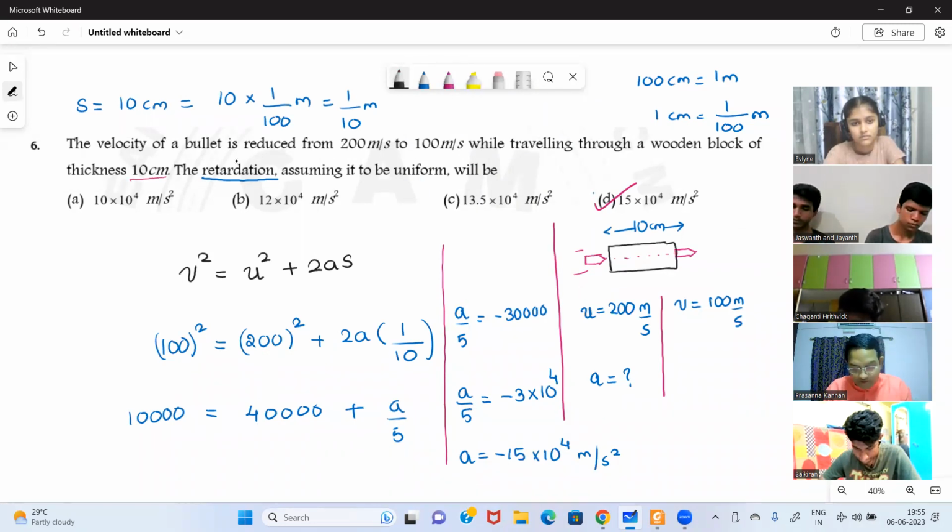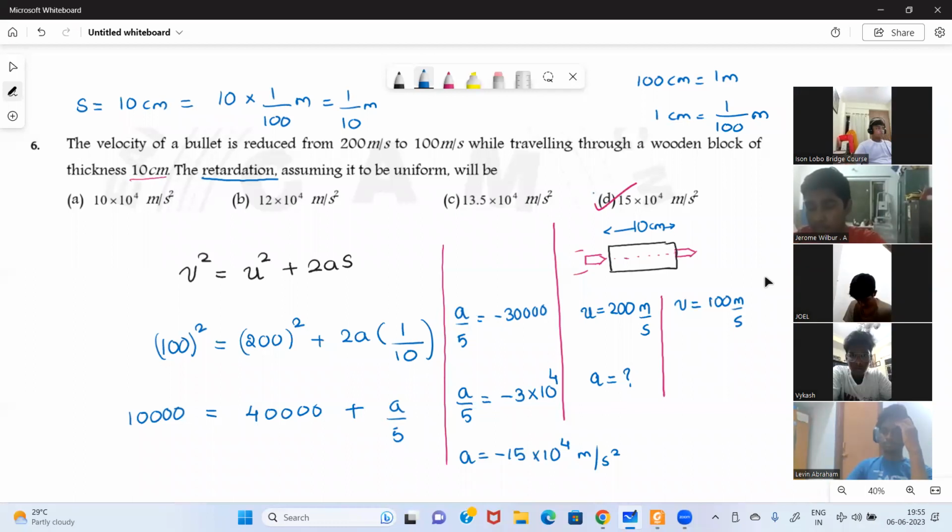So what's the thickness of the wooden block, Evelyn? 10 centimeter. Yeah, so it's crossing a wooden block of thickness 10 centimeters. The initial velocity at that point is 200 meter per second, and final velocity when it comes out is 100 meter per second. So basically it has traveled a distance of 10 centimeters. Is it becoming clear to you, Evelyn, now? Yes, sir. Any doubts, students, or is it clear? If it's clear, let's give a thumbs up.